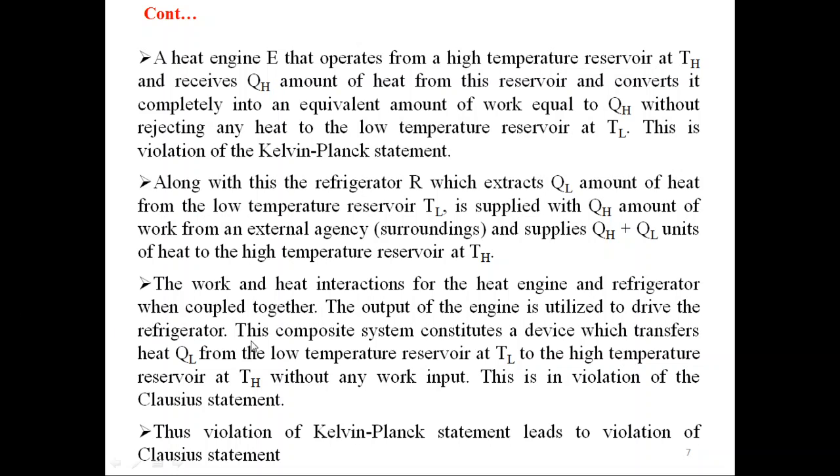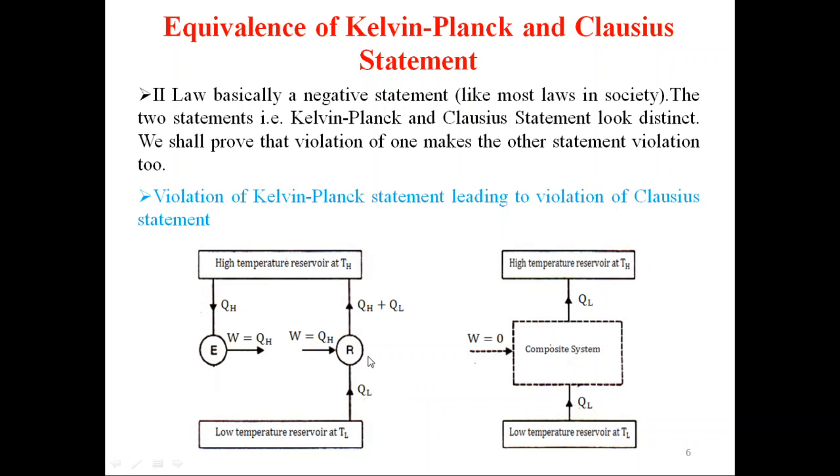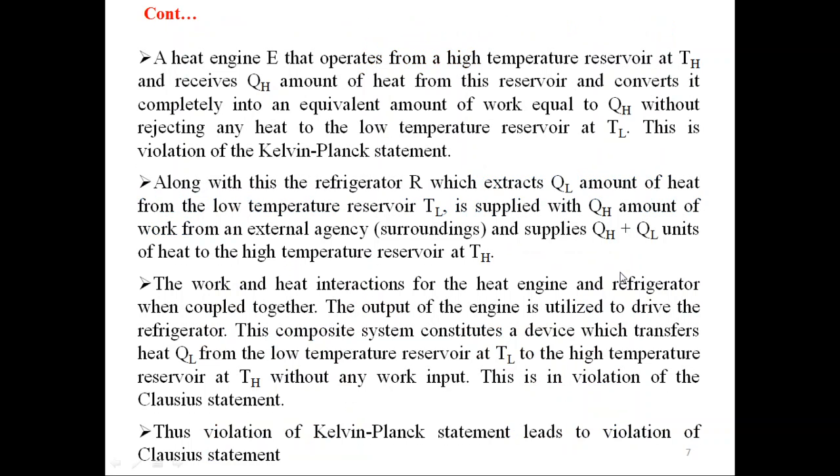This composite system constitutes a device which transfers heat QL from the low temperature reservoir at TL to a high temperature reservoir at TH without any work input. So when we combine these two, then the net value of work will be 0, and this composite system is extracting QL amount of heat from the low temperature reservoir and supplying QL amount of heat to the high temperature reservoir at temperature TH. Such type of composite system is violation of Clausius statement.